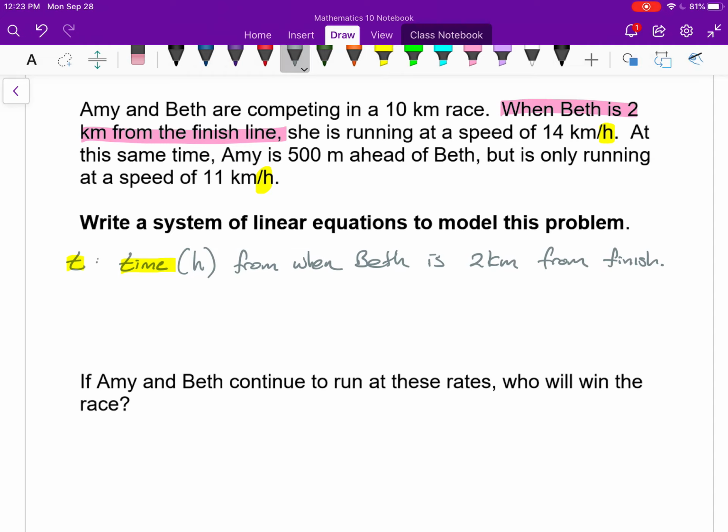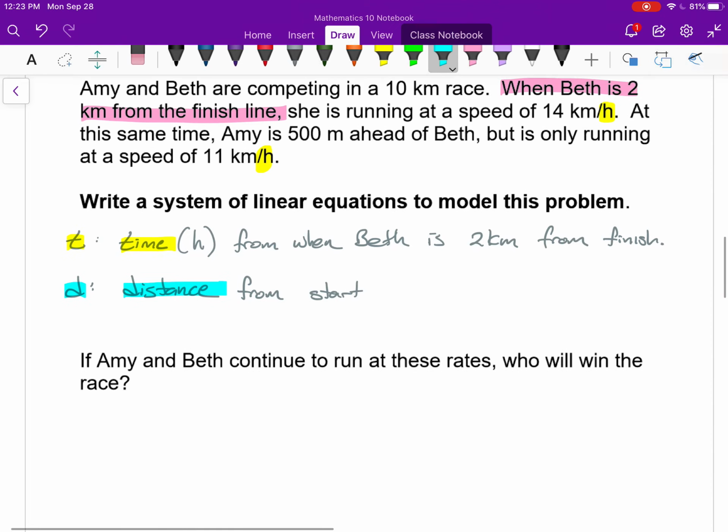My other variable is going to be d for distance. And again, I need to think about what I mean by distance. I could say distance from the start of the race, which is what I'm going to do. I could say distance from the instant Beth is 2 kilometers from the finish. Again, I have a choice. I just need to be clear. Just saying time and distance without specifying time from what, distance from what, can easily become confusing, especially for yourself.